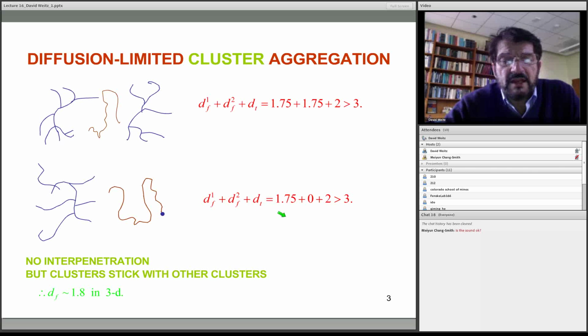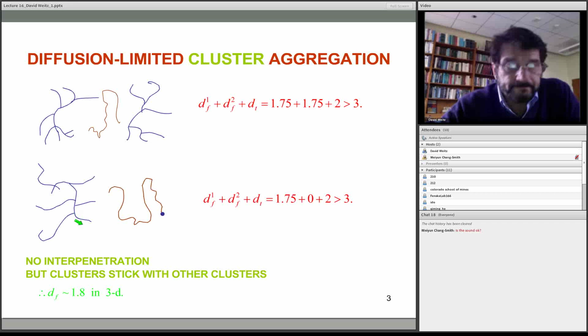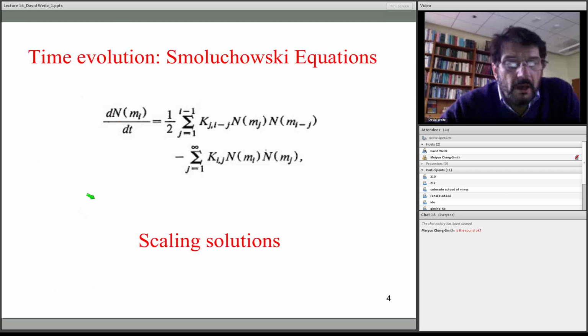In that case, you would have a fractal dimension of the first cluster, say, of 1.75, but then it would be 0 plus 0. And since 1.75 is less than that of space, that means that the single particle can penetrate the fractal cluster, and essentially that means that you'll get a much denser cluster, and that's exactly what you see when you have reaction-limited aggregation, that you get denser clusters. The fractal dimension goes up.